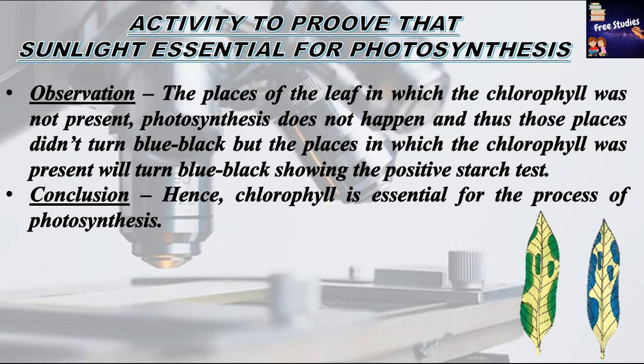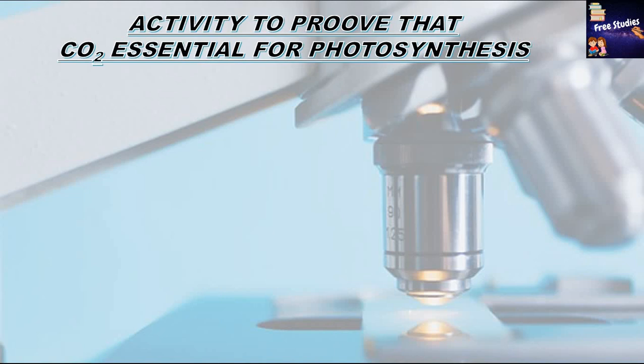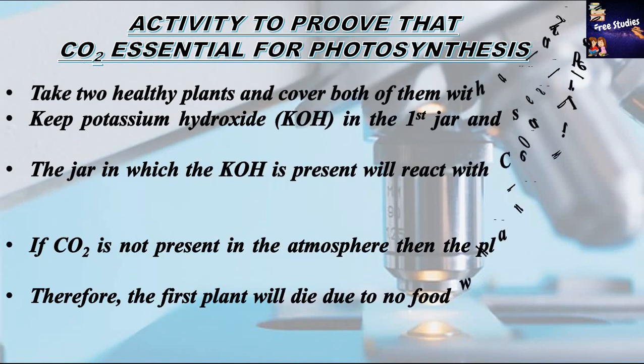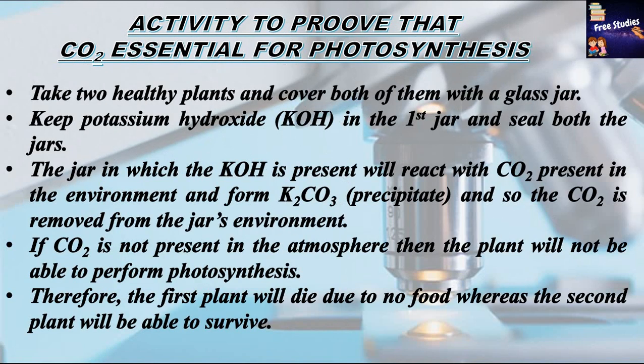Now the last activity is to prove that carbon dioxide is essential for photosynthesis. You just have to take 2 plants and cover both of them with a glass jar. Keep potassium hydroxide, meaning KOH, in the first jar and seal both of the jars. The role of the KOH in this activity is that it reacts with the CO2 in the glass jar and forms K2CO3, so that CO2 is removed from the jar's environment. If CO2 is not present in the atmosphere, then the plant will not be able to perform photosynthesis.